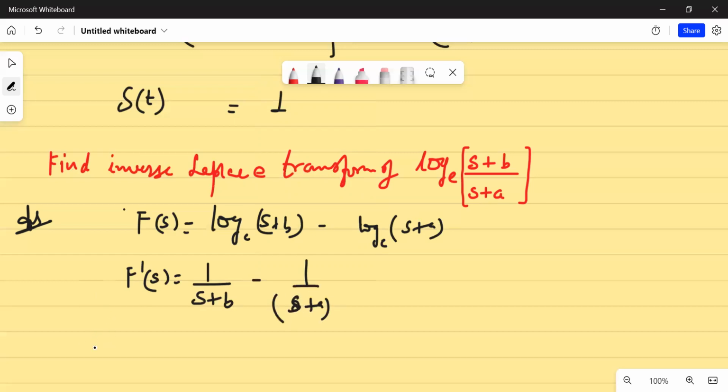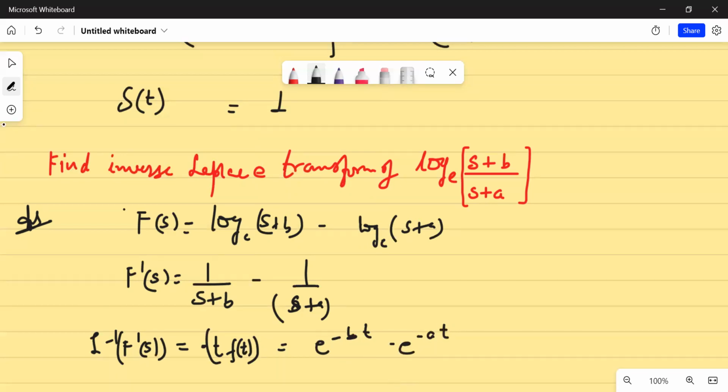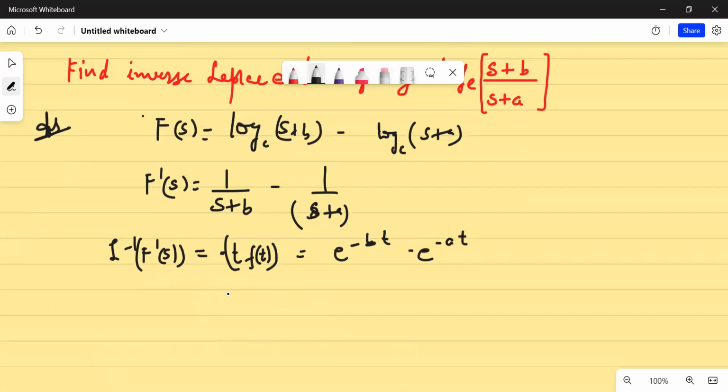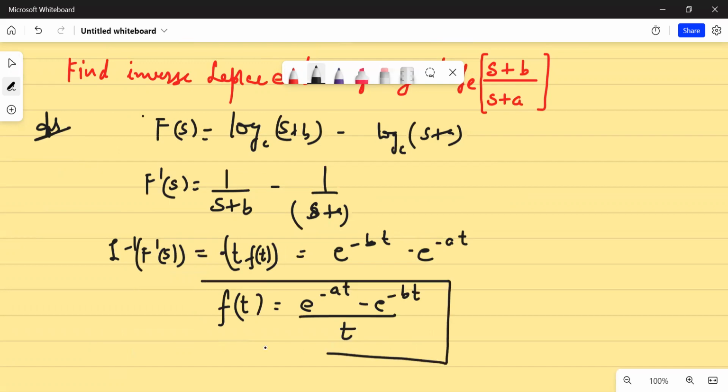And now if you want to take the Laplace inverse of it, the Laplace inverse of F'(s), which equals minus t f(t), is equal to e to the power of minus bt minus e to the power of minus at. Is that clear? So what would be your f(t)? Your f(t) would have been simply e to the power minus at minus e to the power minus bt, divided by t. Is that clear? Yes, sir.